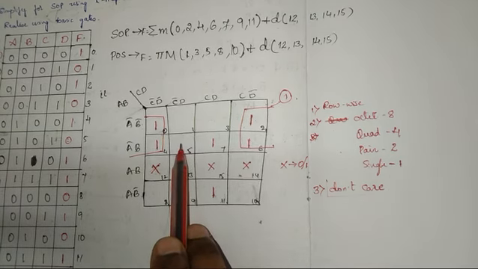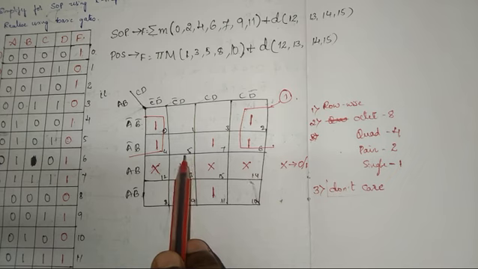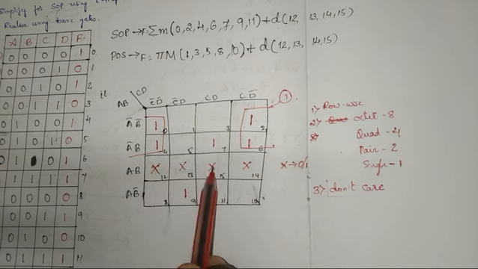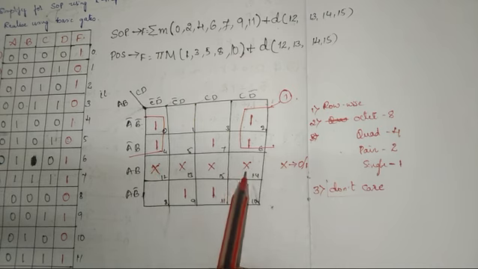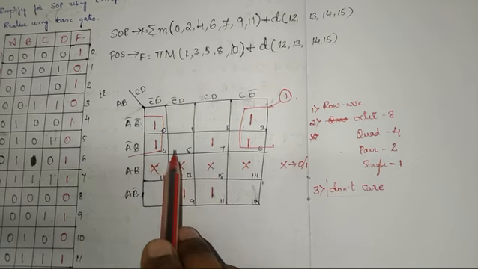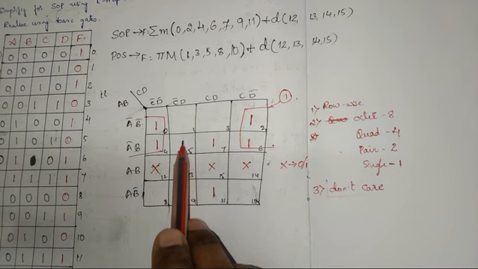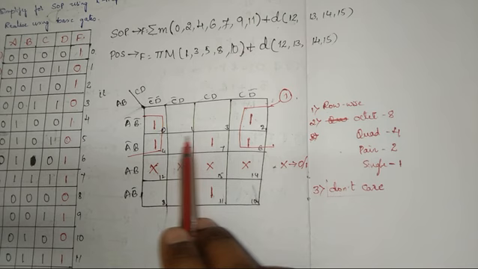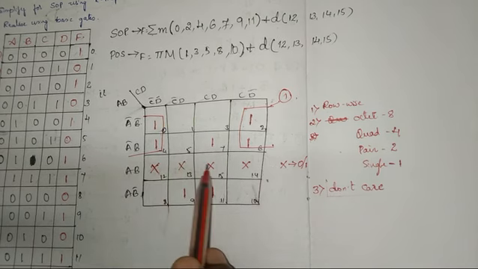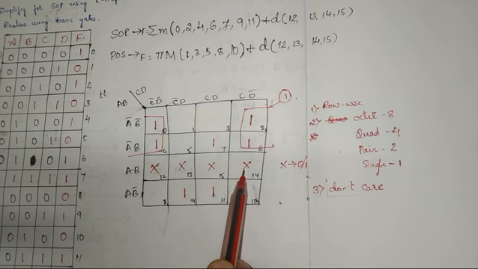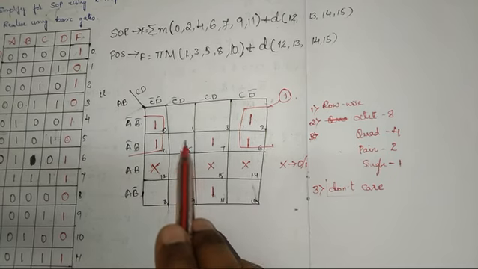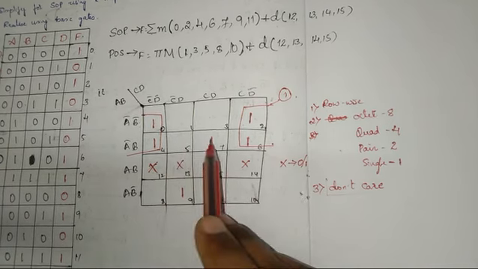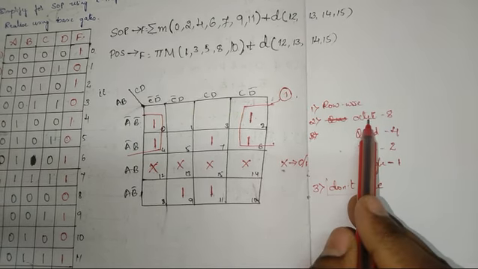If there was a 1 in the cell number 5, we would have considered these X or don't cares as 1. In that case, if there was a 1 here, we could have made this one group, right? Then I would consider this as 1. Fine. But we don't have a 1 here. So I am not able to make any octet.